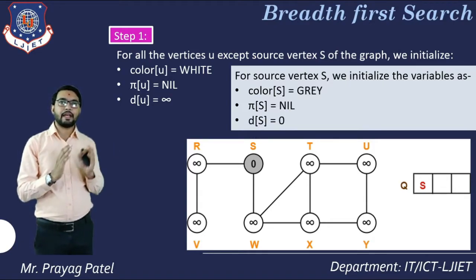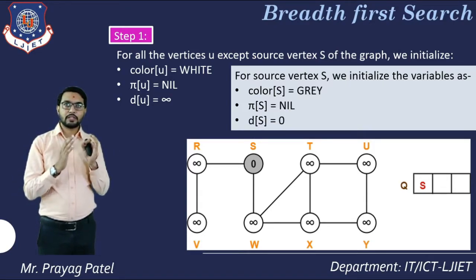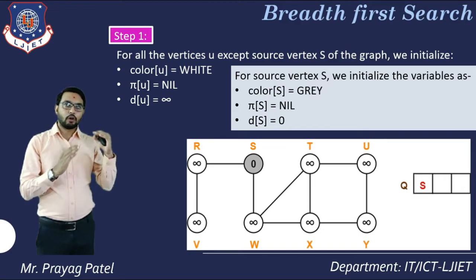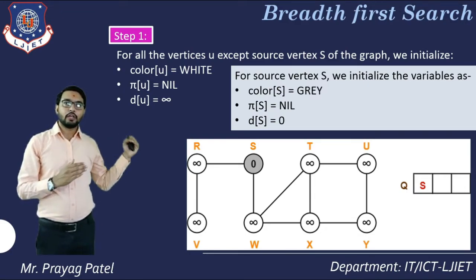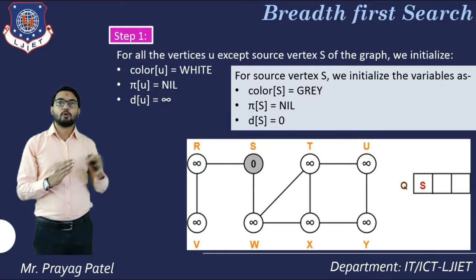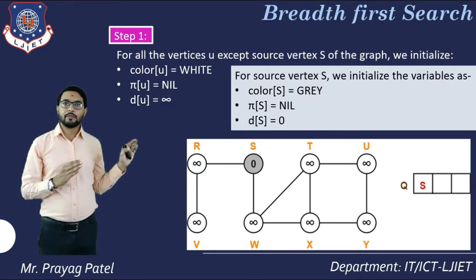Now consider d of S equal to 0. D of S means the distance from the root node, or how many levels there are. So here initially we consider S as the root node, so the distance of S equals 0.